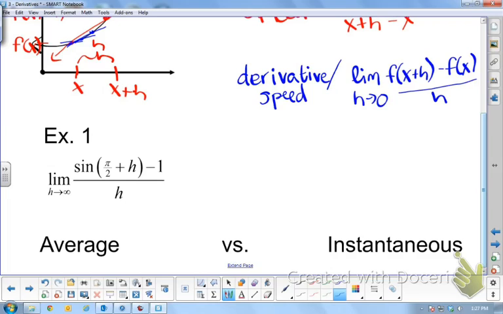So here's our first example. Oh, I forgot I left a place for average versus instantaneous. We won't need that since we already talked about it.